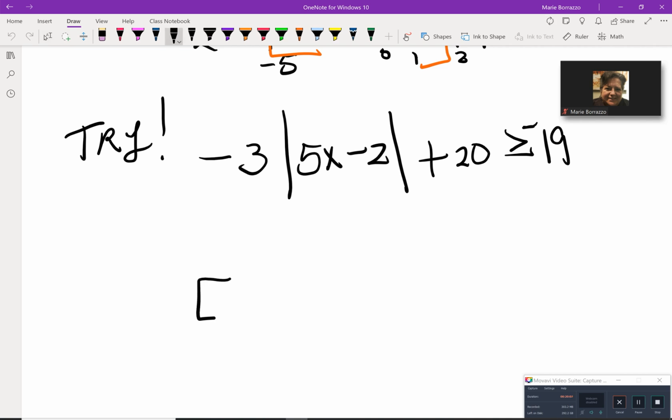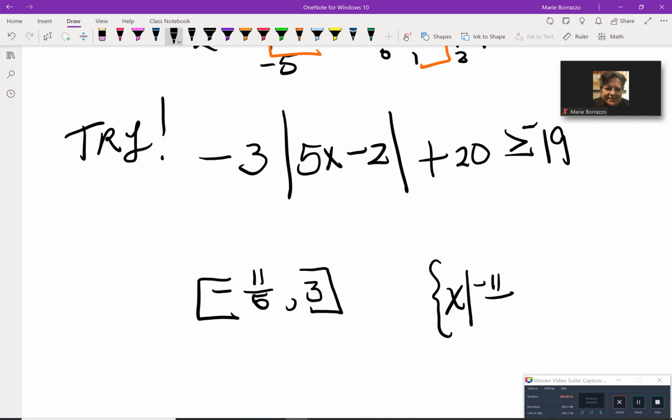In interval notation, this would be negative 11 over 5, inclusive, up to 3, inclusive. In set builder notation, you would have where x is in a set where x is greater than or equal to negative 11 over 5, but less than or equal to 3. And again, you would graph it on the number line accordingly. Okay.